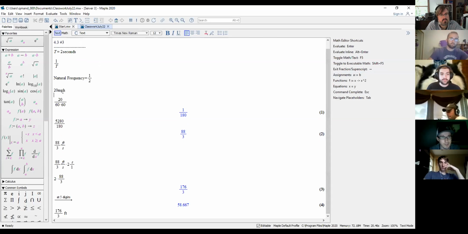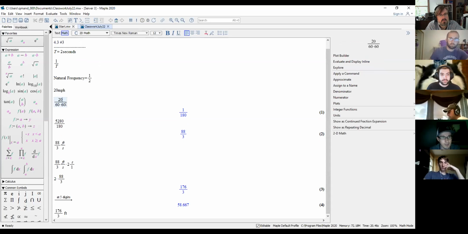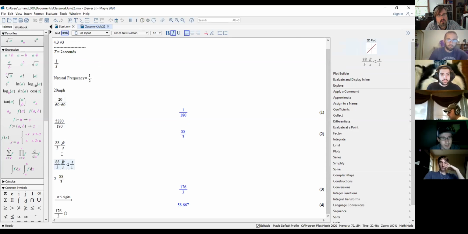So here we just converted the miles per hour to miles per second, and then here we converted it to feet per second, and then down here we did that times the period to get rid of the seconds, which ended up giving us 176 divided by 3 feet, or 58.667 feet.